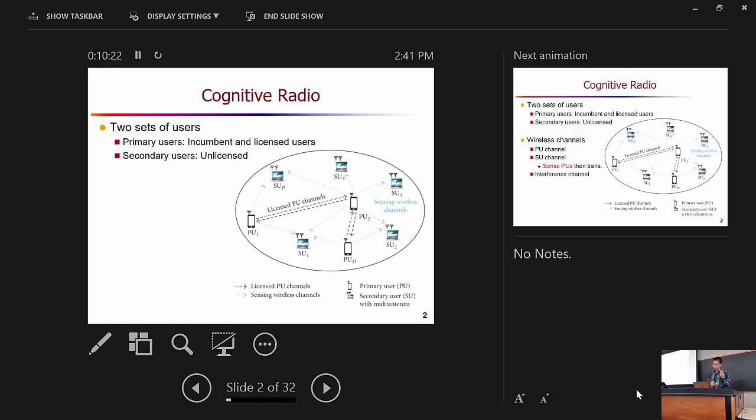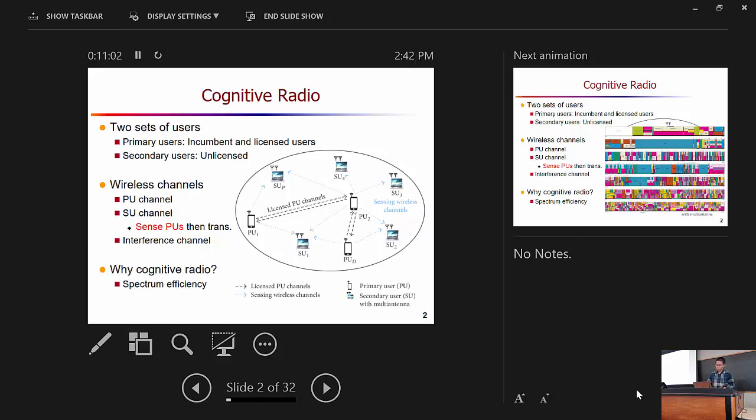So you can see here two sets of channels, one is the licensed primary user channels, marked as the black line, and the other is the secondary channels, like the blue dotted line. What's the difference? The primary channels are licensed, they pay for the spectrum, so they just transmit as they want. However, the secondary users have to sense the primary users and then transmit. Because you don't pay for that, you just free ride, and you have to make your primary users happy, then you can transmit. Of course, if they transmit in the same spectrum simultaneously, there will be interference.